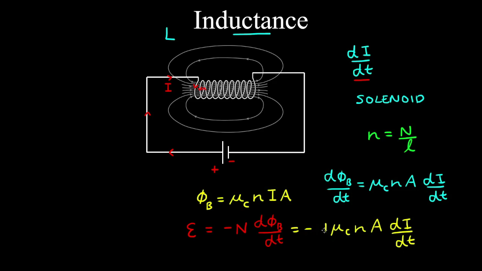So therefore we can rewrite this as N squared on L. And this quantity is the inductance of the solenoid, which depends on its magnetic properties and geometry.